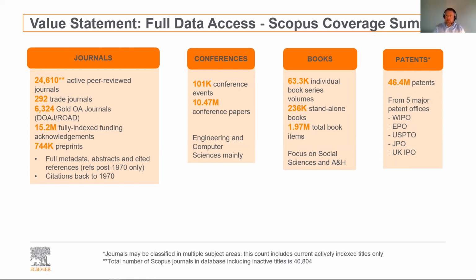Of course, the conference events and the conference papers are there. Books, almost 2 million total items found there, with a focus on the social sciences and arts and humanities areas. And then, of course, patent information as well from the 5 major patent offices.